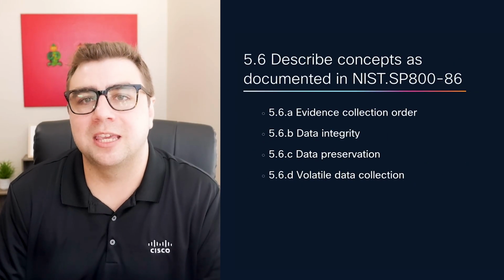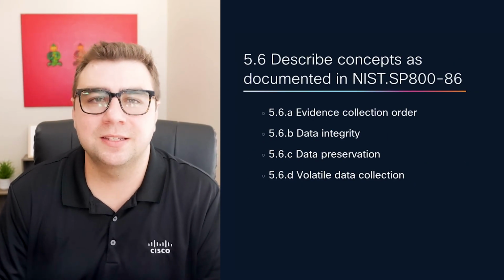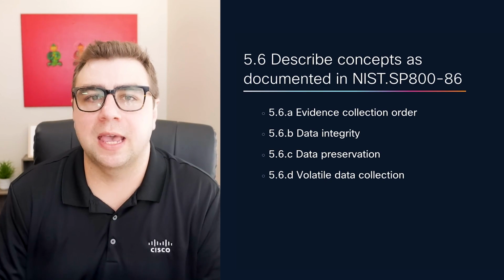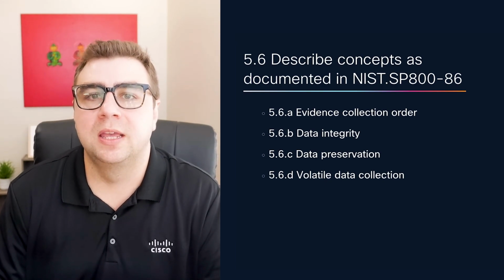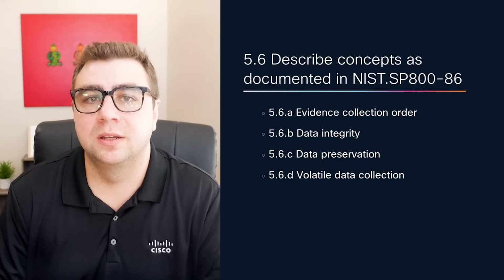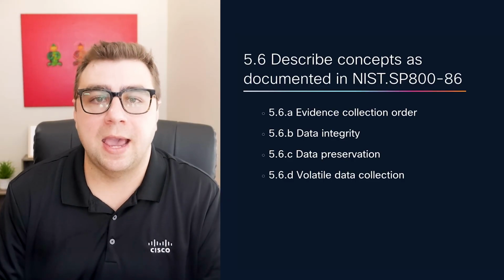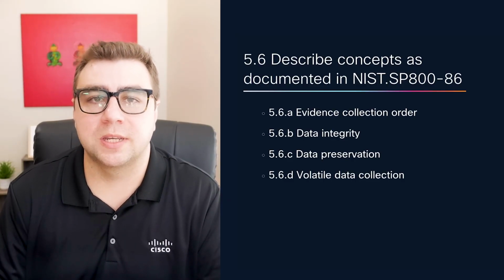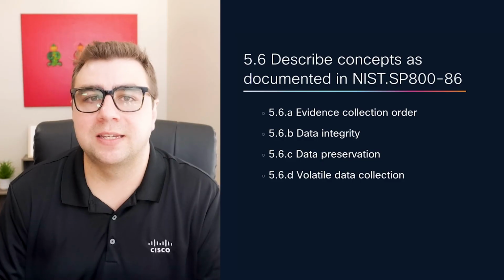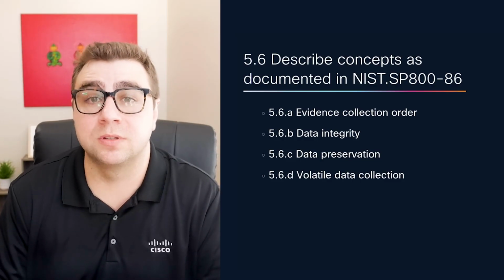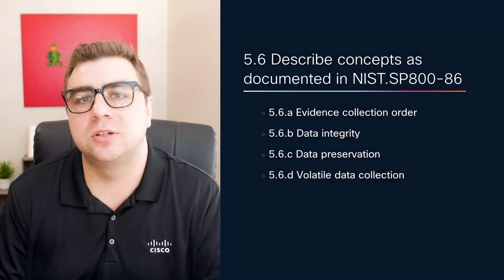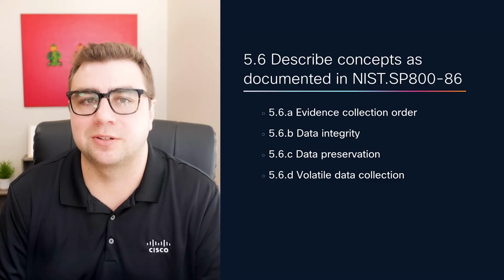Another related NIST document, SP800-86, introduces forensic principles like evidence collection order, data integrity, data preservation, and volatile data collection. Volatile data refers to information that disappears when a system is shut down, like RAM, active connections, or running processes. The idea is to collect that data first because it's the easiest to lose. You'll want to be familiar with the order of collection and how to ensure data hasn't been altered during handling.